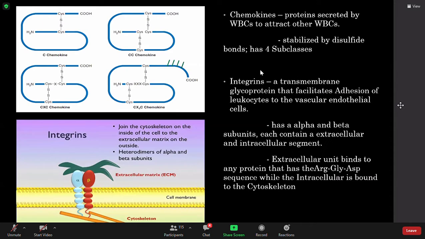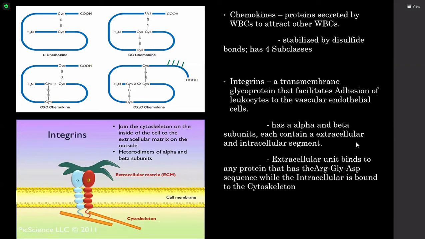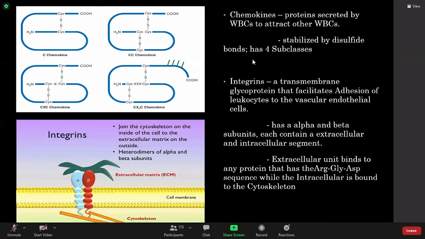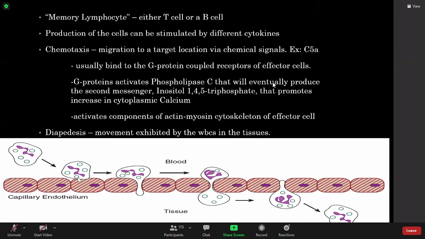Then we have also the so-called integrins. Integrins is a transmembrane glycoprotein that facilitates, please take note, of adhesion of your leukocytes. Okay? Nakikita nyo to dito.